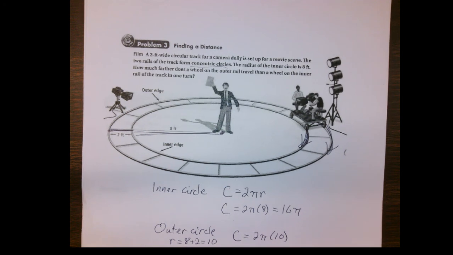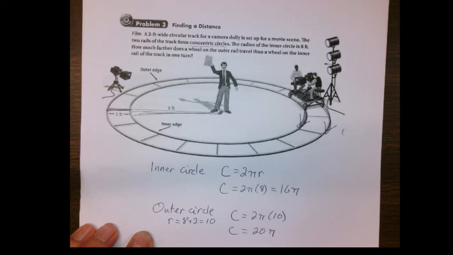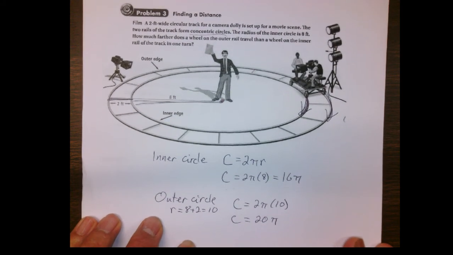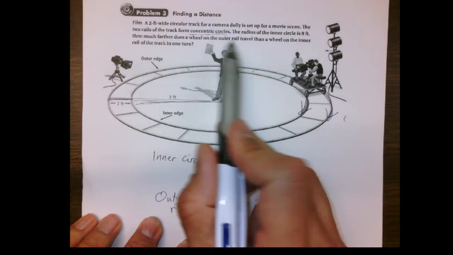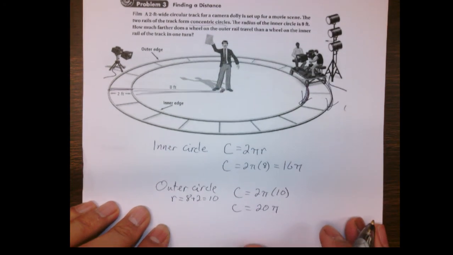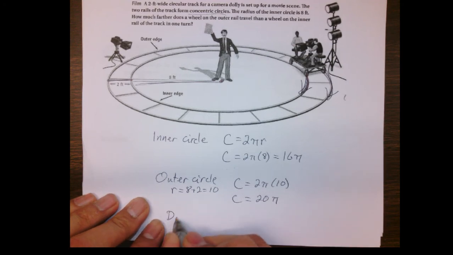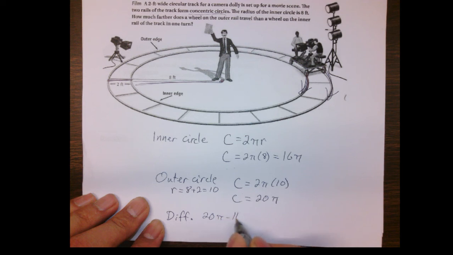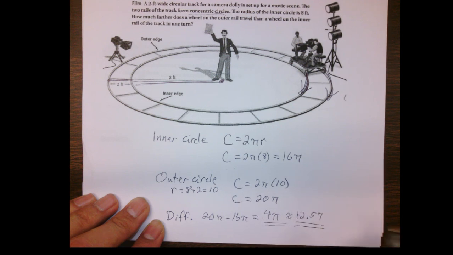Now, go back to what they were asking for. Oops, let me scoot up. What are they asking for? How much farther does a wheel on the outer rail travel? So, how much farther? We're talking about difference. So let's do a difference of 20 pi minus 16 pi. These are both in terms of pi, so we can leave it in terms of pi. That's 4 pi. And if you wanted to do a little calculator business, that's approximately 12.57. Just depends on how they want you to give the answer.